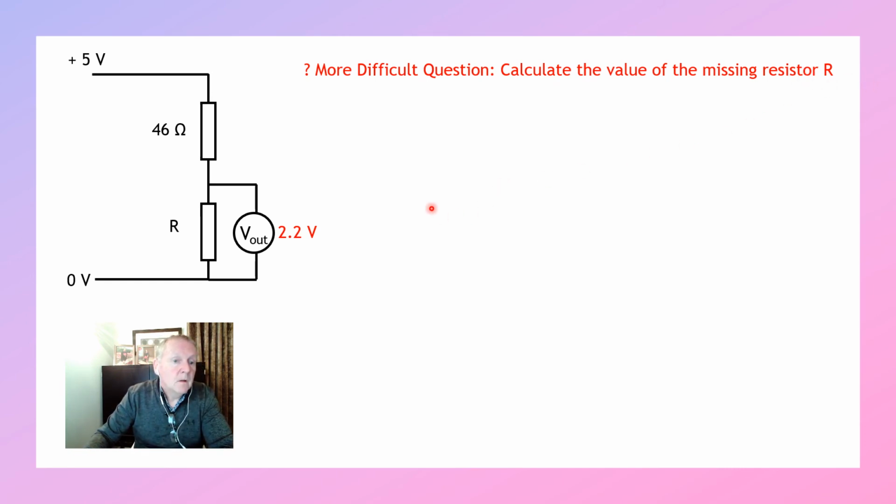Okay, so let's start off doing it with this equation here, because that's what we've been doing. But this time we know what V2 is, we know the voltage across that resistor. So if I substitute in the numbers, it looks a bit weird. We're substituting that the voltage 2.2 is R divided by R plus 46 times 5. So I've substituted all the numbers I have.